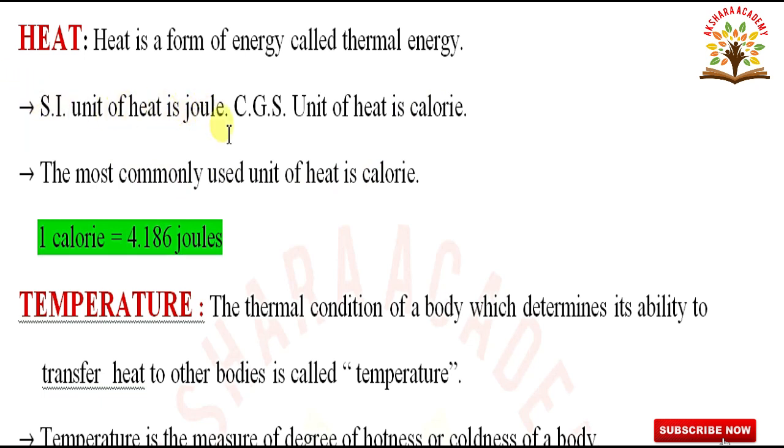The SI unit of heat is joule. The CGS unit of heat is calorie. The most commonly used unit of heat is calorie. The relation between calorie and joule is 1 calorie equals 4.186 joules.